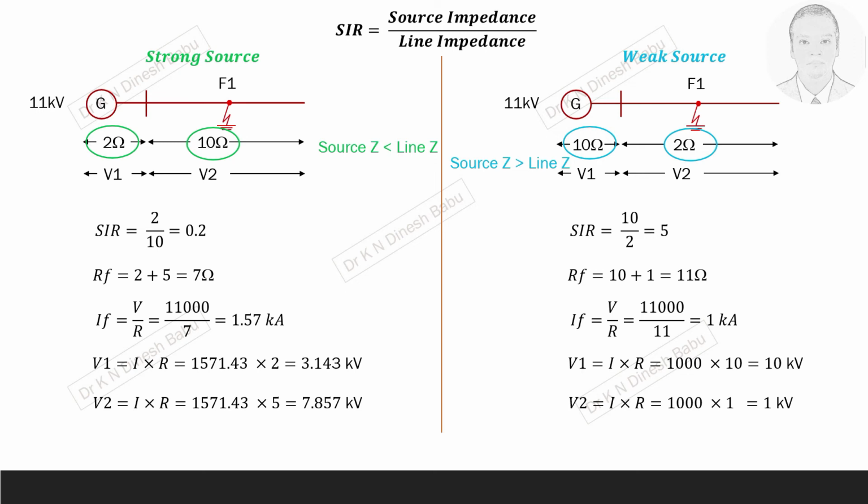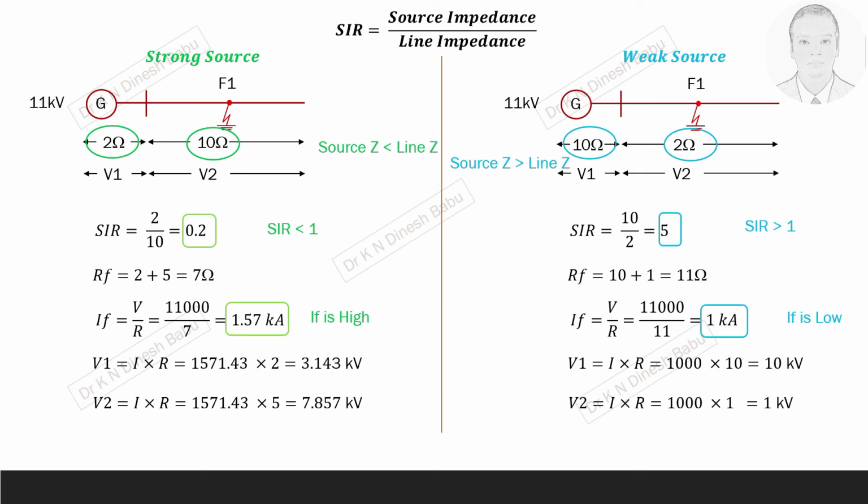The second difference, the fault current is very high in the case of a strong source. In the case of a weak source, the fault current is low. The third difference, for a strong source, the system impedance ratio is less than 1. For a weak source, the system impedance ratio is greater than 1.